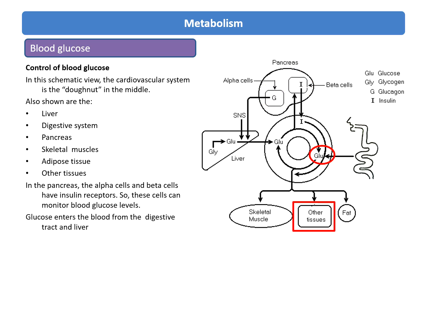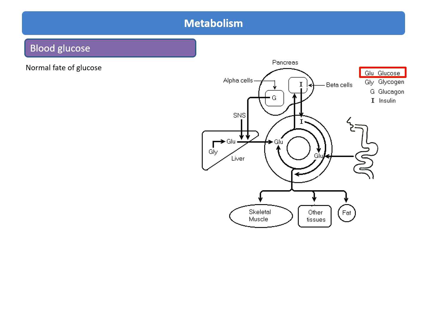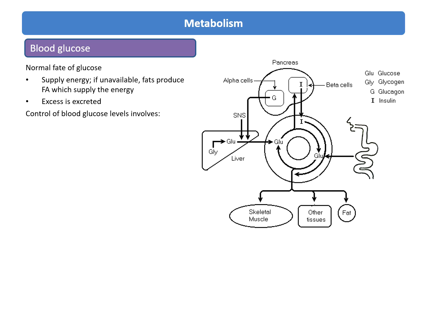Glucose enters the blood from the digestive tract and the liver. In the normal state, glucose serves to supply energy, the major source of energy under normal circumstances. But if it's unavailable, the fats produce fatty acids, which supply the energy. The excess glucose would be excreted.